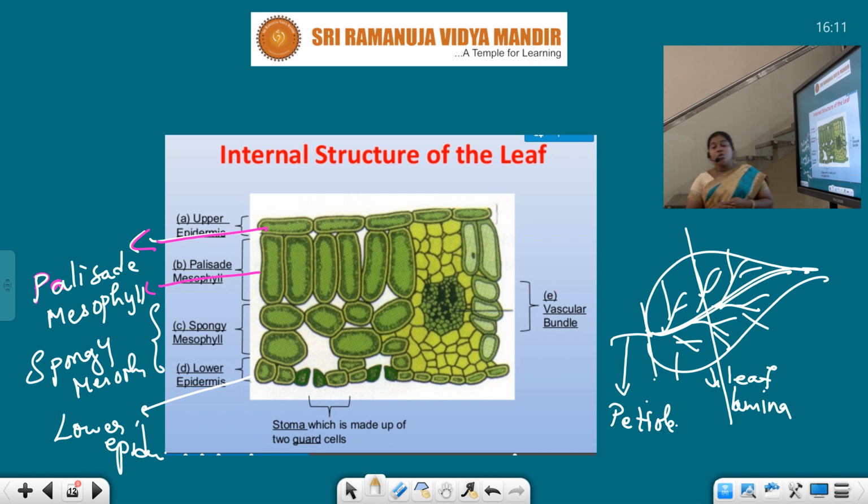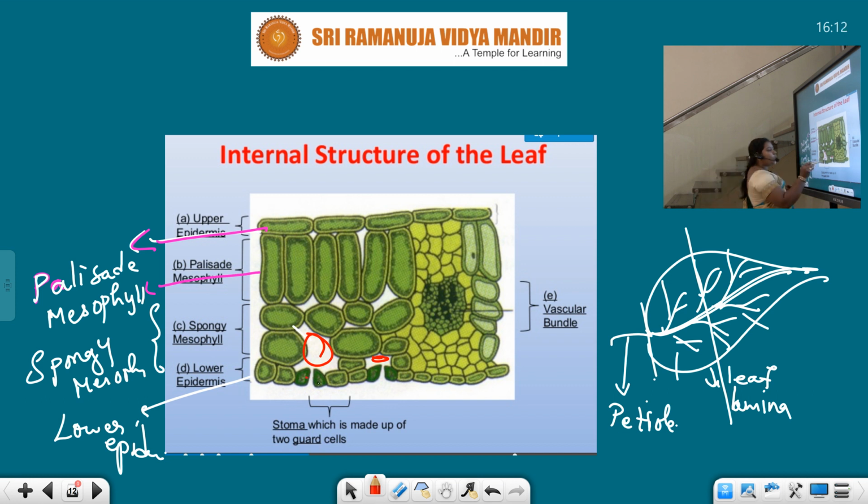In the palisade, the cells are very closely arranged. The cells present in that particular region are very closely arranged. There is no intercellular space present. But when you see the spongy parenchyma, we can see the interstitial spaces in between the cells. These are the air gaps we can see in the spongy parenchyma. That is the difference between the palisade mesophyll cells and the spongy mesophyll cells.